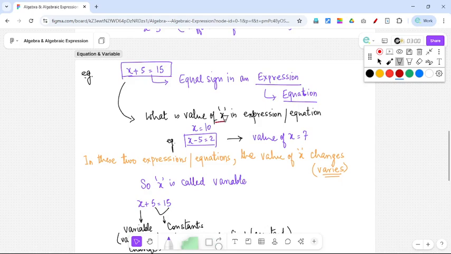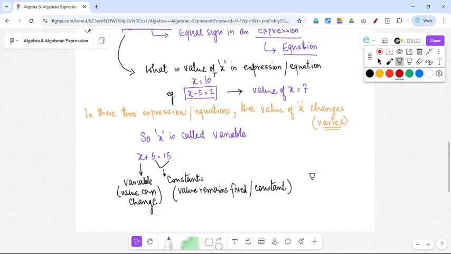What is the value of X? X will be 10, because if we put 10 in place of X, 10 plus 5 is 15. So X is 10. Now in another equation, X minus 5, the value of X will be 7. So if you observe in these two equations, the value of X has changed. The value of X changes, or it varies. That is why it is called variable, because it varies, it changes. So X is called variable, whereas 5 and 15 will be called constant.